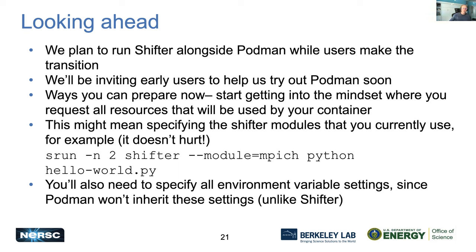There's a philosophical difference between Shifter and Podman in that Shifter does things for you without you asking. When we switch to Podman, it's going to be the opposite, where you won't have anything unless you ask for it. So if you want MPI support, you'll have to request the MPI module. If you want to move in an environment variable, you're going to have to specify. So it's a little more work for the user, but it's also a lot more transparent about what is actually happening.